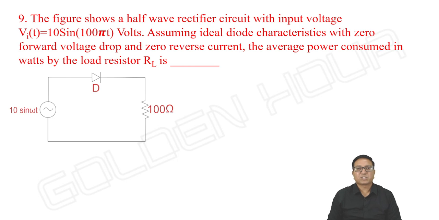Next, the figure shows a half-wave rectifier circuit with input voltage Vi equal to 10 sin 100 pi t volts. Assuming ideal diode characteristics with 0 forward voltage drop and 0 reverse current, the average power consumed in watts by the load resistor RL is? What is the average power consumed? Average power means DC power they are asking.